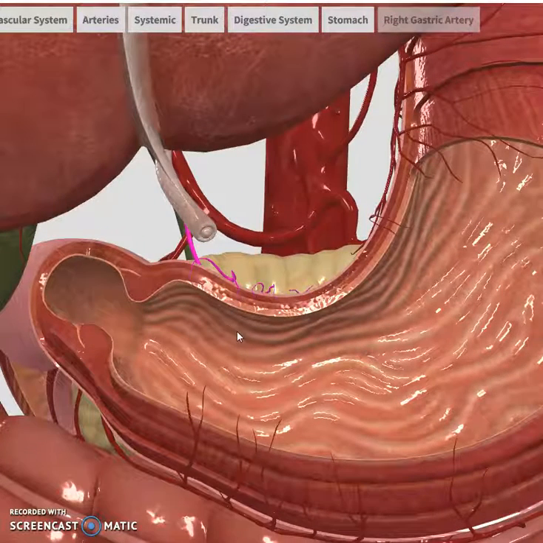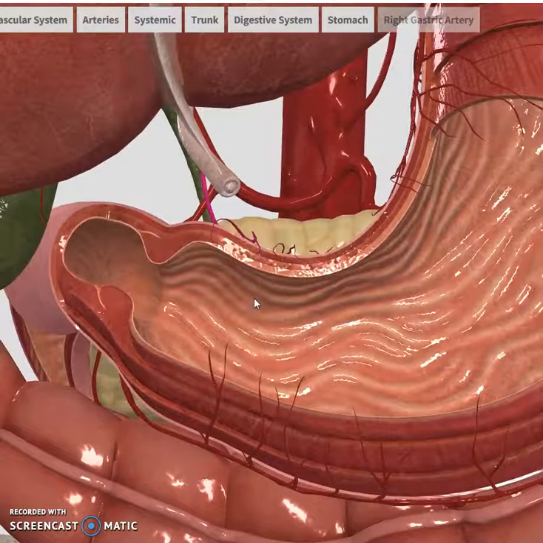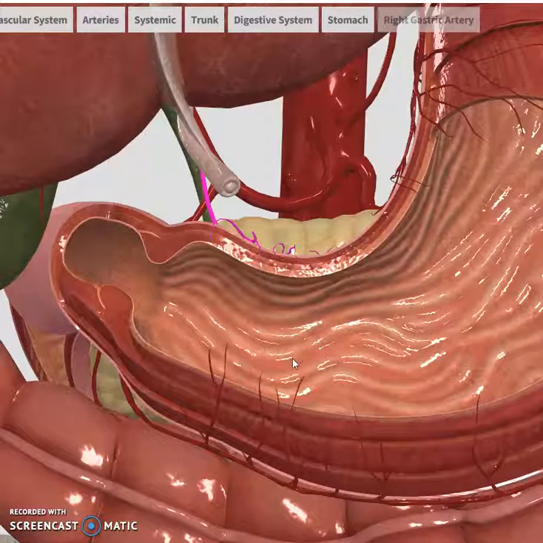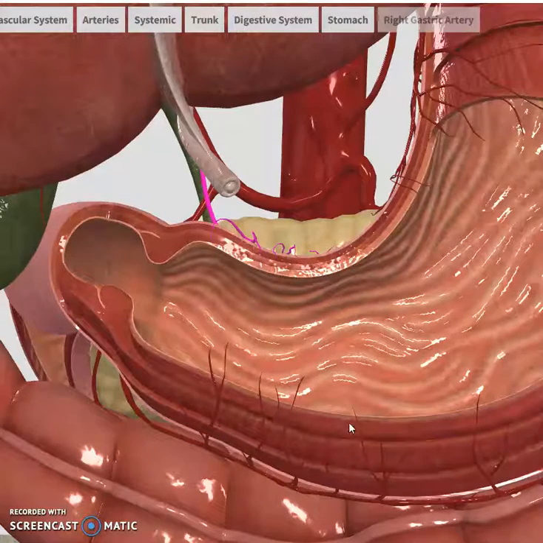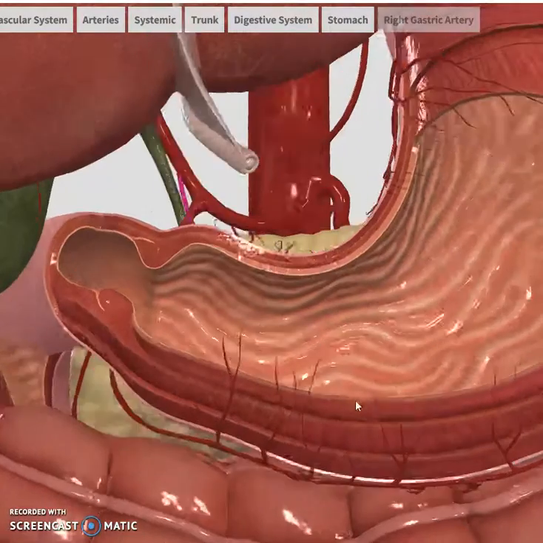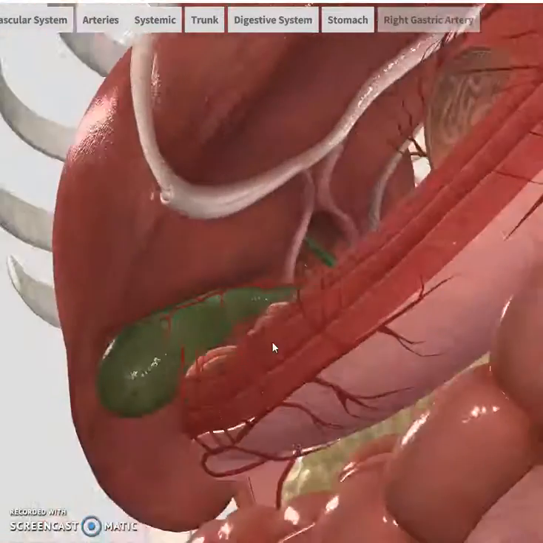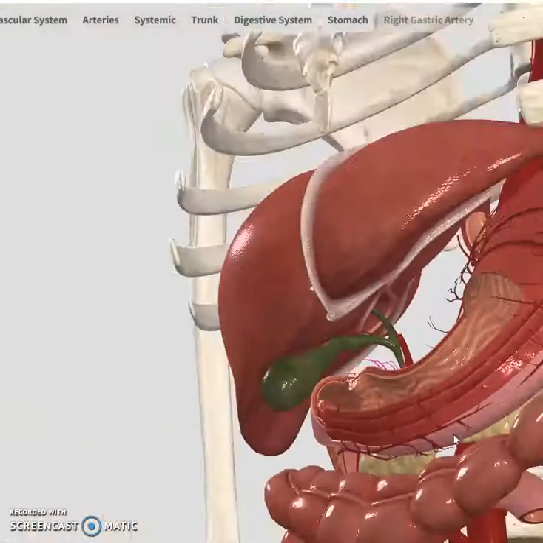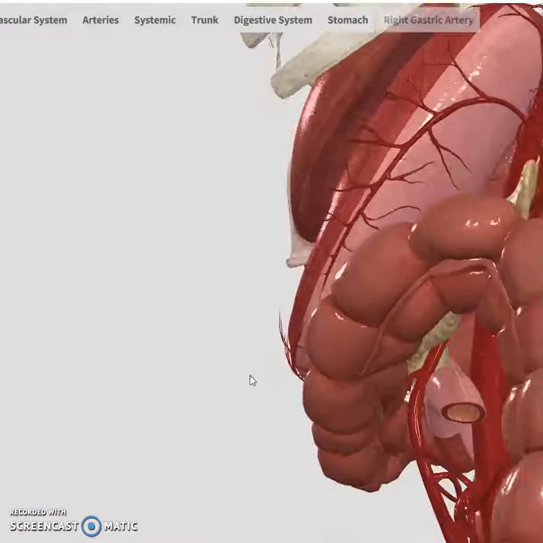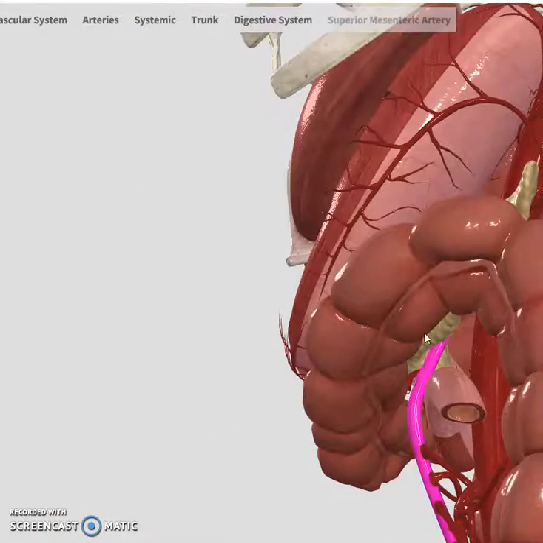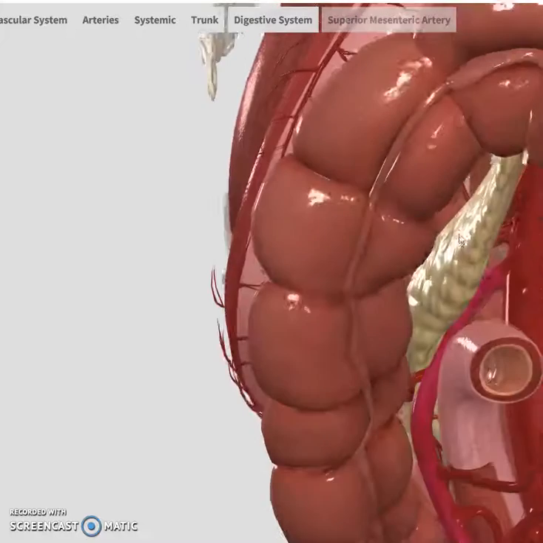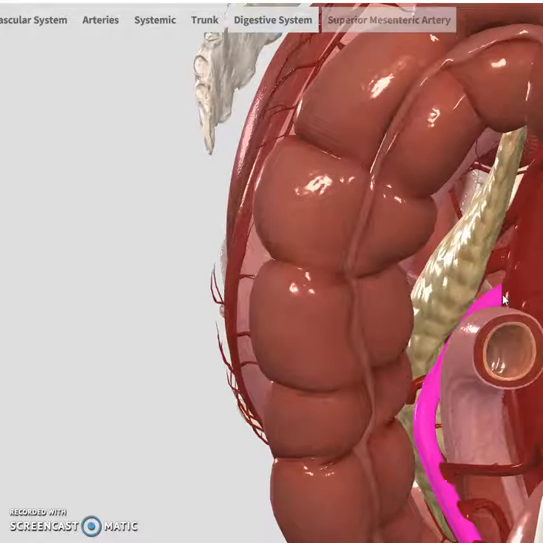Okay, now we are going to talk about the branches of the superior mesenteric artery. So this is the superior mesenteric artery. So we can go and see where it is giving rise to.